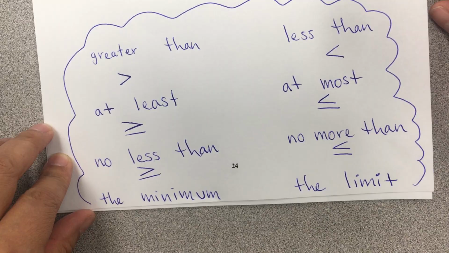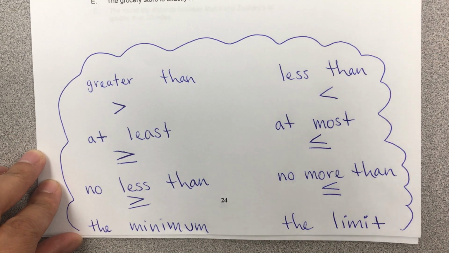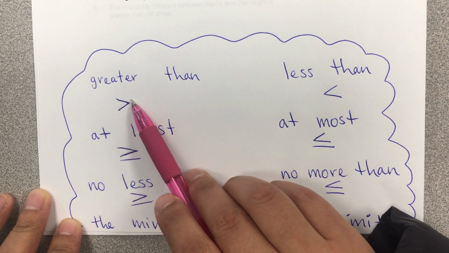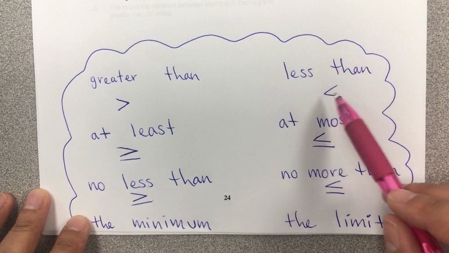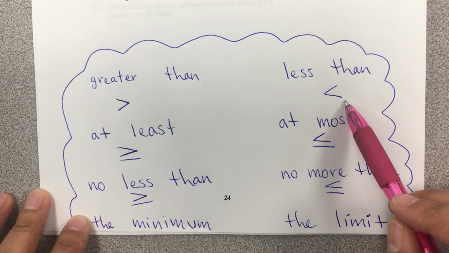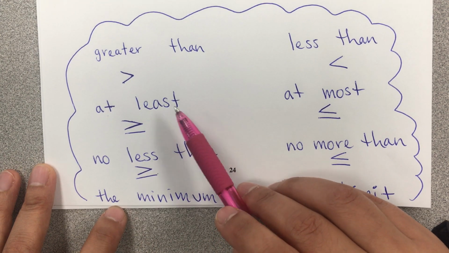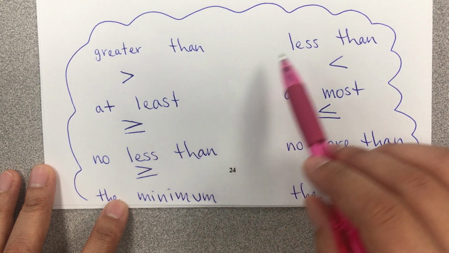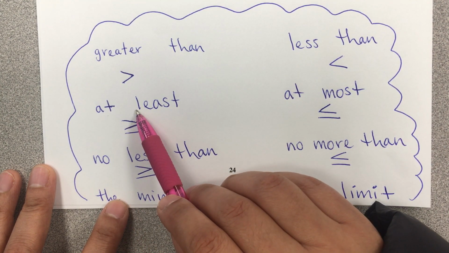Okay, before we continue, I think it would be a good idea for you to have this vocabulary. Greater than means you're going to use this symbol, greater than. Less than is going the opposite direction. At least, some people get confused with that one. They want to use the less than because they relate less and least. But just the fact that it says at least.